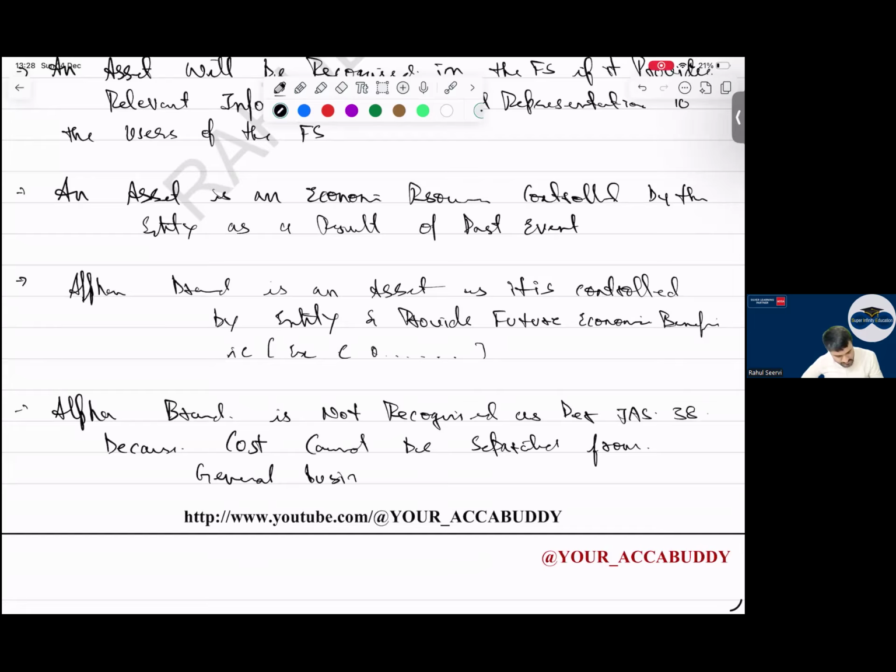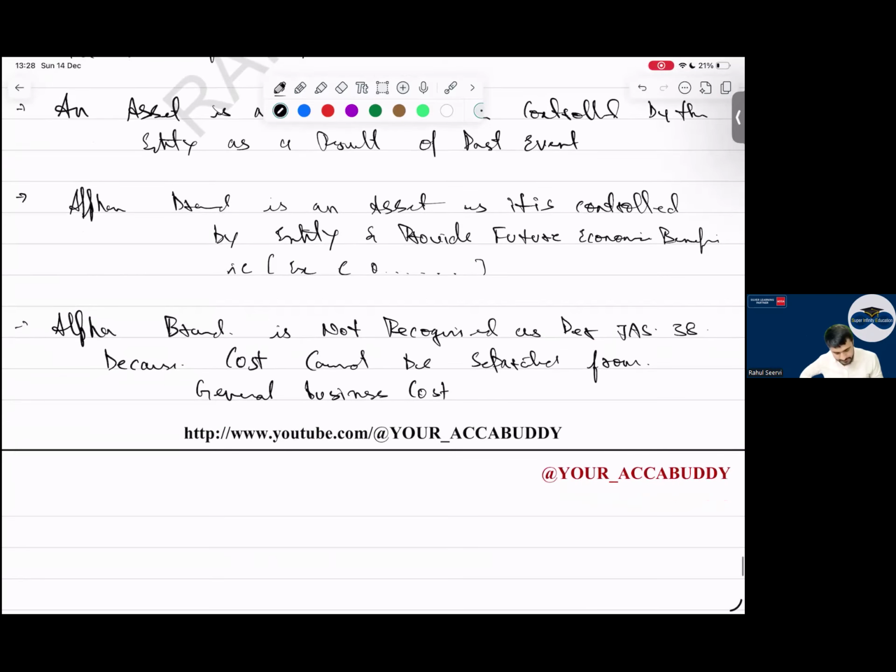General business cost, it's difficult. General business cost. Yes sir. As well as fair value is not available, huh? As you know, fair value, once you learn fair value concept IFRS 13, you will be able to link IFRS 13 to IAS 38. Yes.